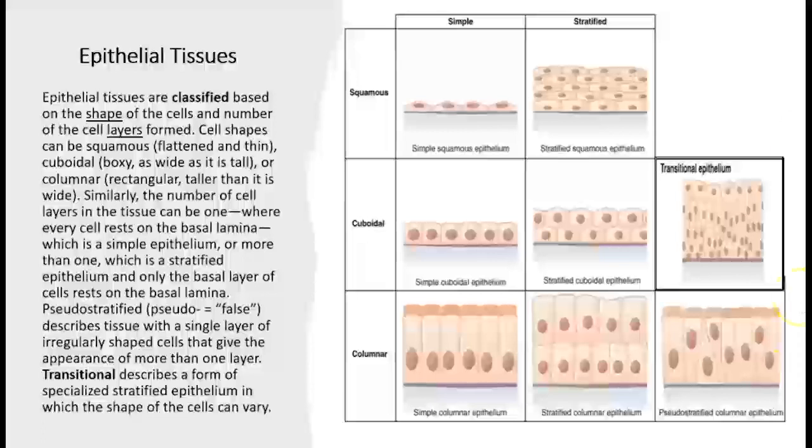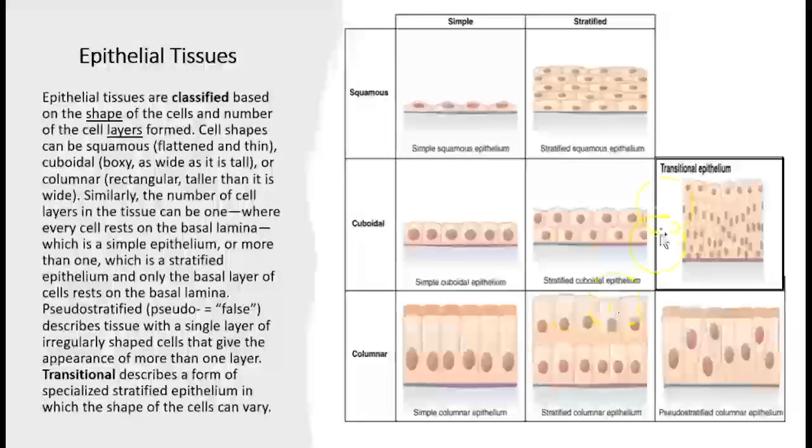Now let's take a look at stratified epithelium. You're going to have stratified squamous, that means flat cells, multiple layers. Stratified cuboidal, the cells look like cubes, multiple layers. Stratified columnar, the cells look like columns, and you have multiple layers.